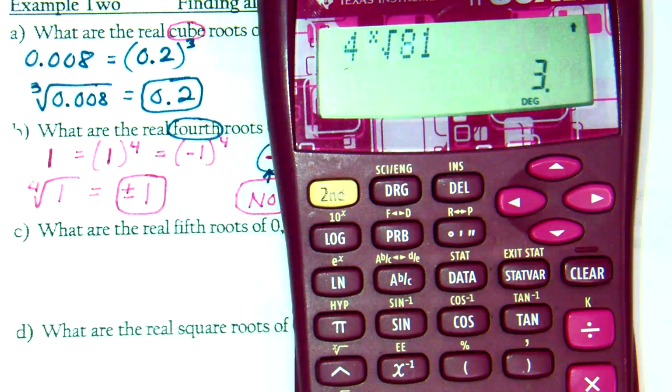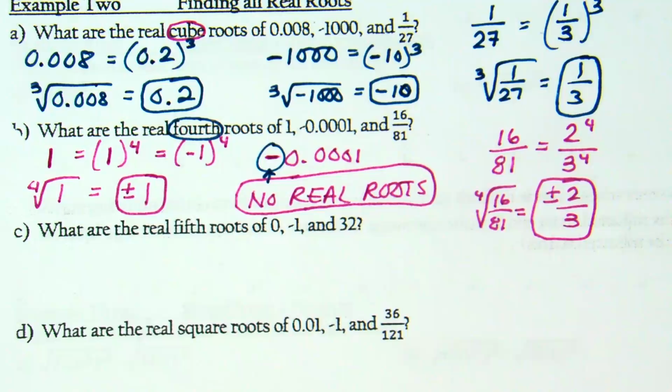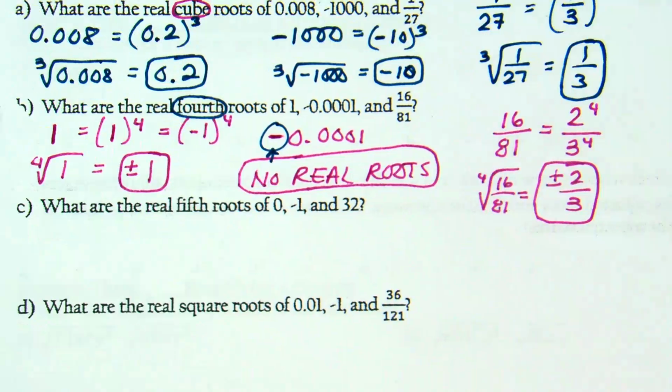Okay, moving along. 5th roots. I'd like to finish C and D here. I got to move quicker. Okay, 5th roots. 5th roots means I want 5 of something, right?